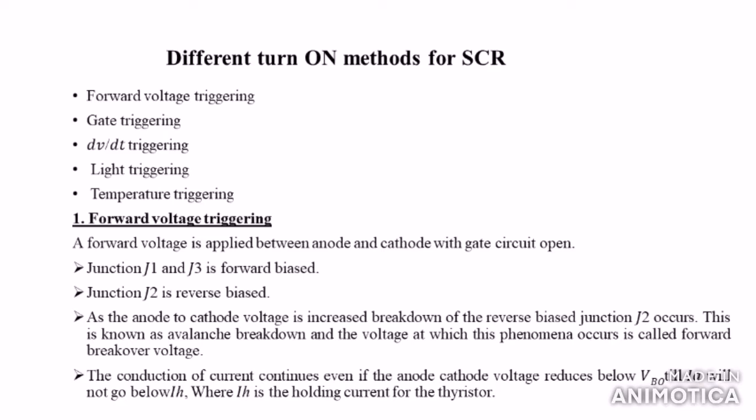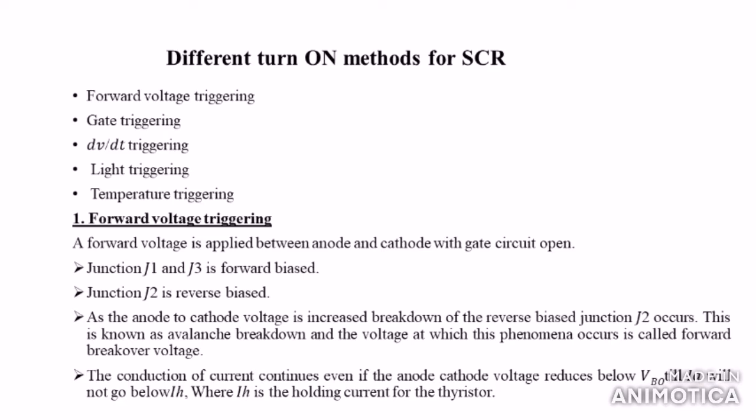Here, the SCR is forward biased. That is, the anode is made positive with respect to the cathode, and the gate terminal is kept open. As we all know, the outermost junctions J1 and J3 will be forward biased, and the innermost junction J2 will be reverse biased. Under this condition, a depletion layer will be formed across the reverse biased junction, and hence a small leakage current will flow through the device in the forward direction. This amount of current will not be sufficient to turn on the device.